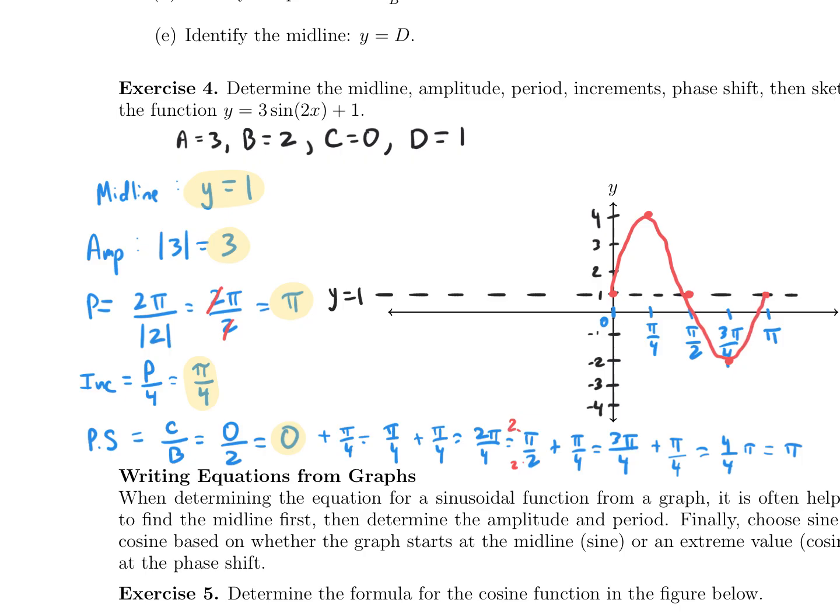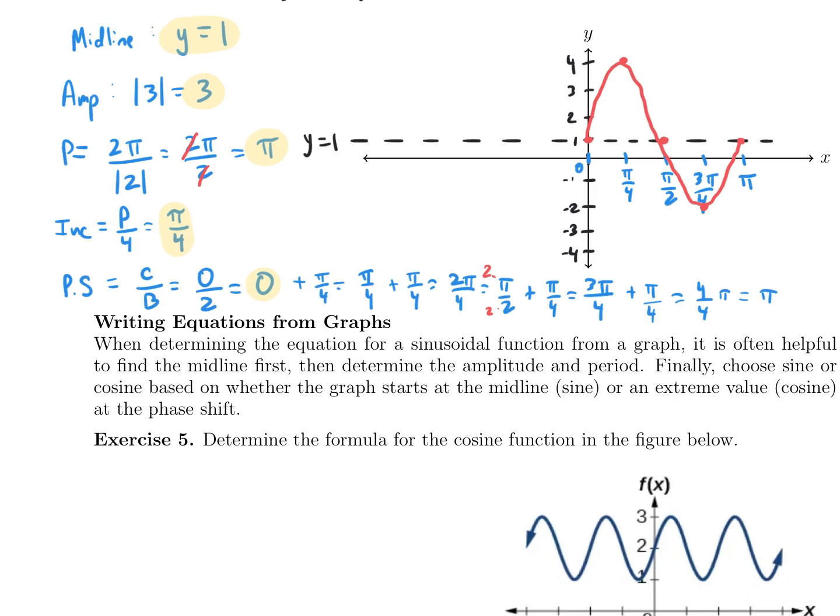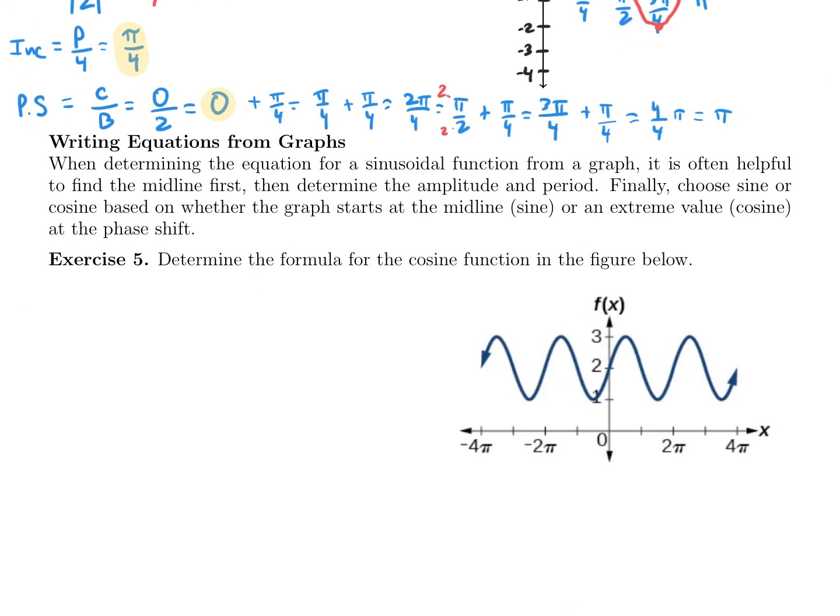Now let's check our answer with Desmos. And as you can see, the graph does match up to the graph on Desmos, so we did it correctly. The last thing we're going to do in this section is write an equation given a graph. So we're going to do the opposite. Instead of them giving us a function and us graphing the function, they're going to give us the graph, and we're going to have to come up with the function.